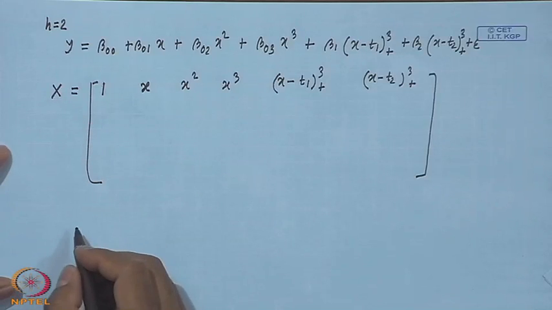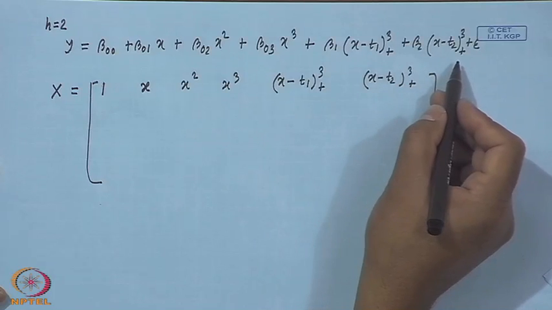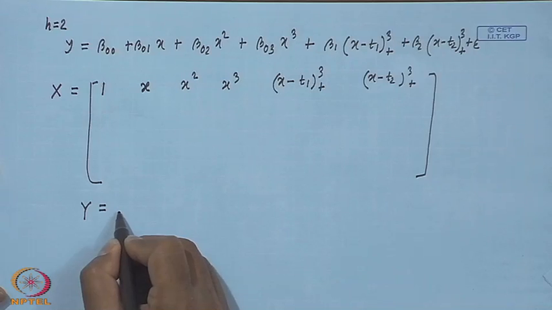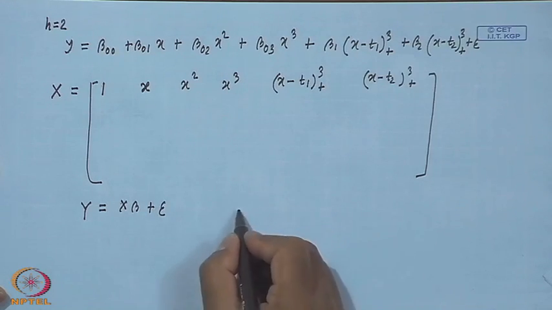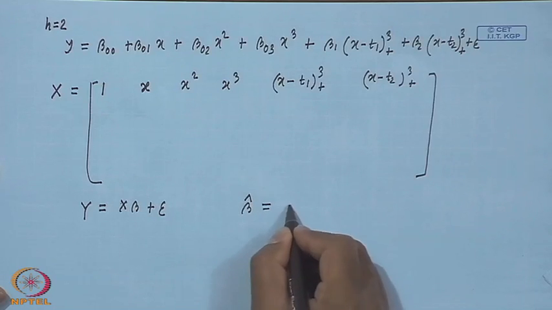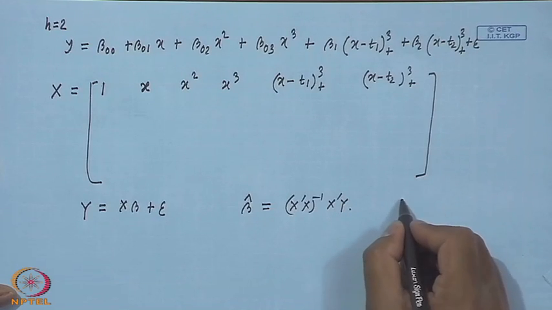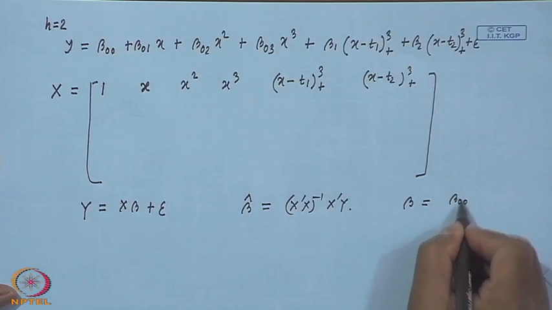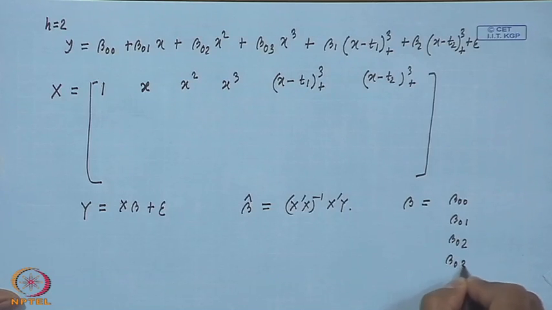So, if you have this coefficient matrix, then you can write this cubic spline model with 2 knots in terms of matrix notation as y equal to X beta plus epsilon, and then you know what is beta hat. Beta hat is equal to (X prime X) inverse X prime y, and of course, the beta here is beta naught naught, beta naught 1, beta naught 2, beta naught 3, beta 1 and beta 2. Okay.